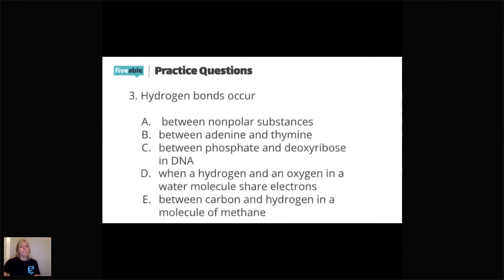Okay, hydrogen bonds occur A, between nonpolar substances, B, between adenine and thymine, and those are your DNA bases, C, between phosphate and deoxyribose in DNA, D, when a hydrogen and an oxygen in a water molecule share electrons, or E, between carbon and hydrogen in a molecule of methane.